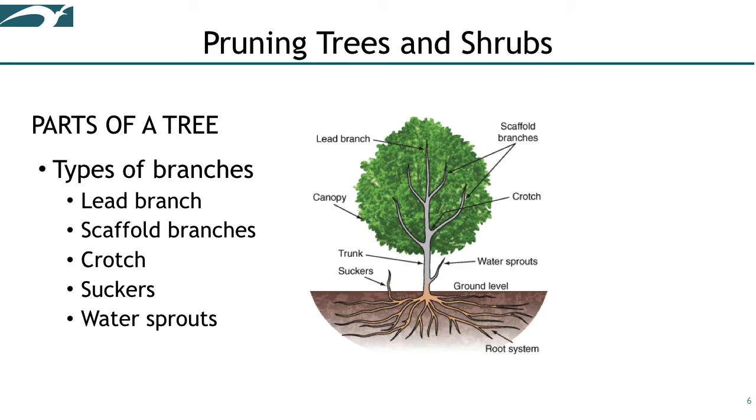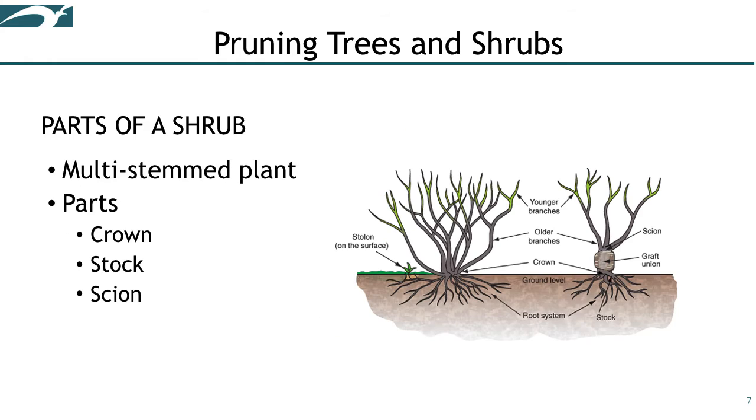Parts of a tree. You will need to know the parts of the tree very well for pruning your tree correctly. The types of branches you will want to consider are the lead branches, the scaffold branches, the crotch, the suckers, and the water sprouts. Parts of a shrub. This is again very important, as you want to prune correctly so that you can take down the crown, the stalk, and the scions. Study these well.